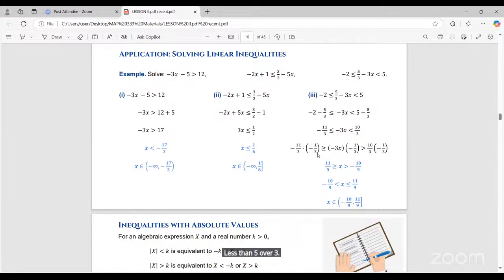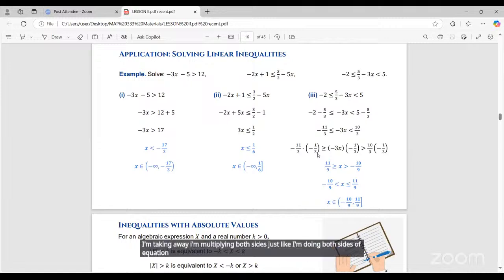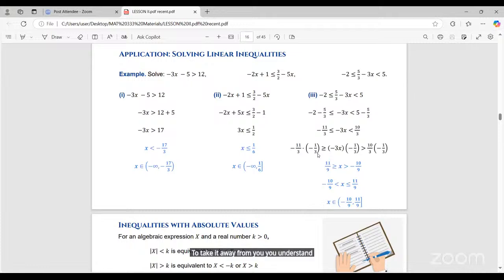I'm taking away 5. I'm multiplying both sides, just like I'm doing to both sides of an equation. So I'm subtracting 5/3 from both sides to take it away from the middle. You understand? Okay. I understand, ma. So you get it now.